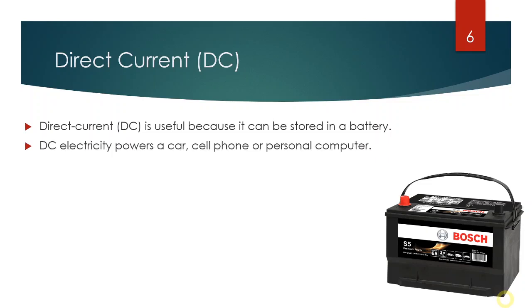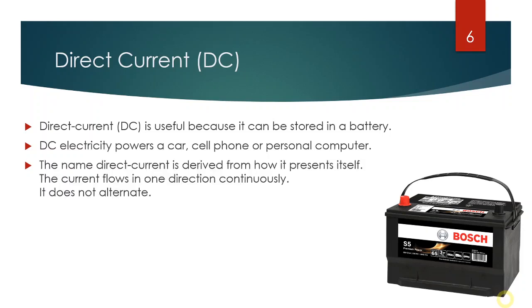DC electric power can be found in cars, cell phones, personal computers. Pretty much anything that is electronic and doesn't have a cord that connects to a wall is going to have a direct current, or DC, battery in it. The name direct current is derived from how it presents itself. The current flows in one direction continuously. It does not alternate. We're going to look at that on a graph as well.